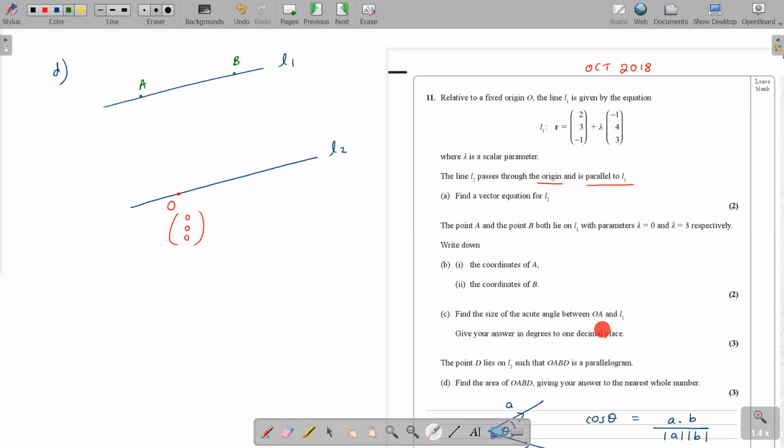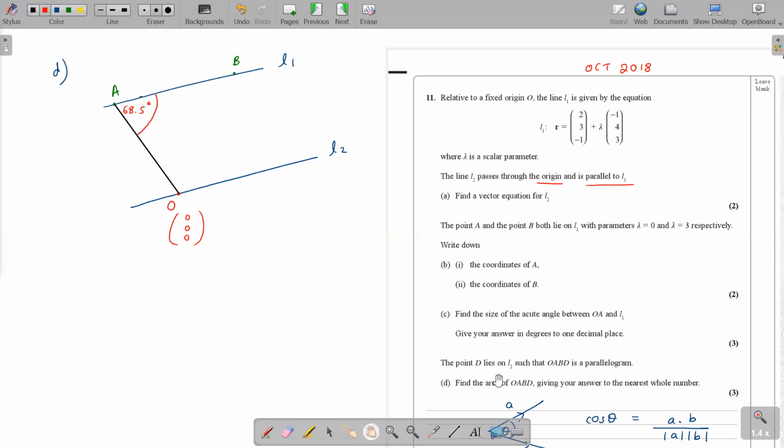Find the size of the acute angle between OA and L1. So we already got the acute angle, isn't it? So we already have the acute angle between OA and line 1. So join these two. So when I join these two, I get OA and line 1. Okay, so this is just a rough sketch. The angle between OA and line 1, the acute angle, was how much? We found the answer previously, 68.5. Am I correct? 68.5 degrees.